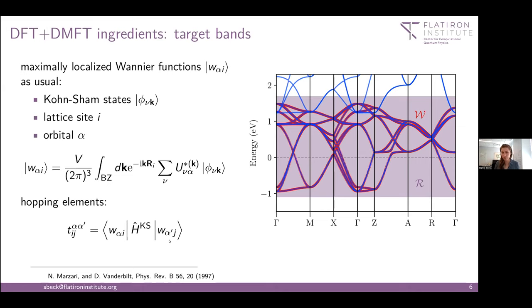So as I said, we usually construct maximally localized Wannier functions, which are essentially the Kohn-Sham states of band nu and momentum k. We transform them into Wannier functions of lattice site I and orbital alpha. And this is more or less a Fourier transform. And then we have some gauge freedom, some phase factor that we can use to optimize the basis, and perhaps also some disentanglement procedures. And once we have that, we can evaluate the Hamiltonian in this basis, and this gives us the hopping elements.